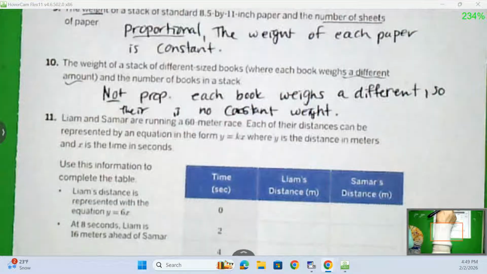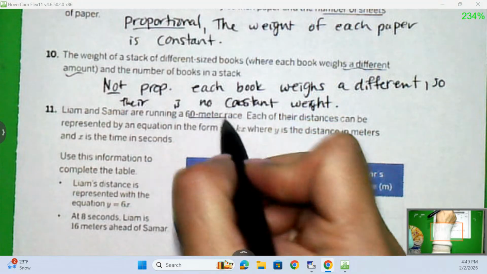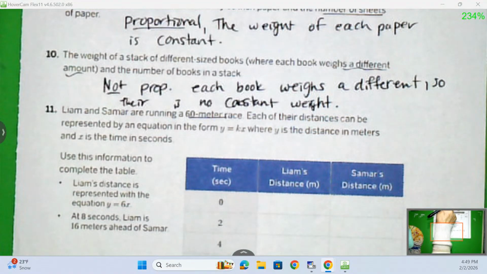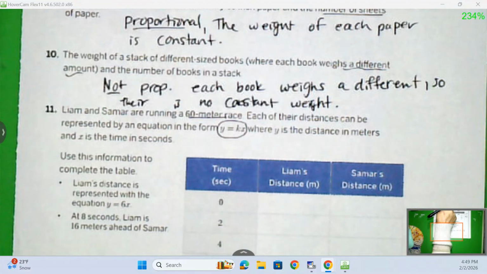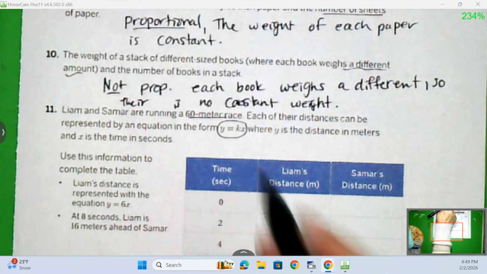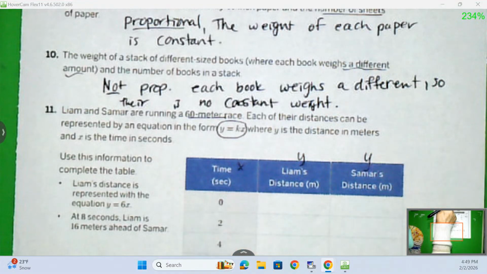All right, question 11, we have a table for you to fill in here. It says Liam and Samar are running a 60-meter race. Each of their distances can be represented by an equation in the form y equals kx. Okay, so they're telling us that they're both running at a constant speed. And y is the distance in meters. And x is the time in seconds. So this is our x. This is Liam's y. This is Samar's y.